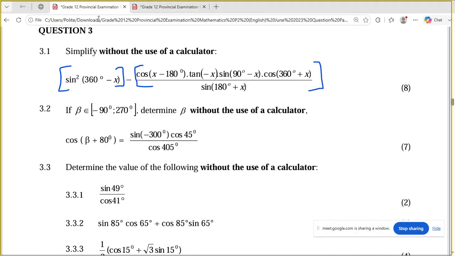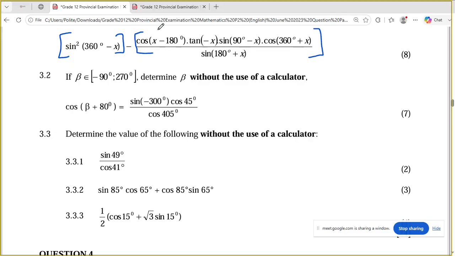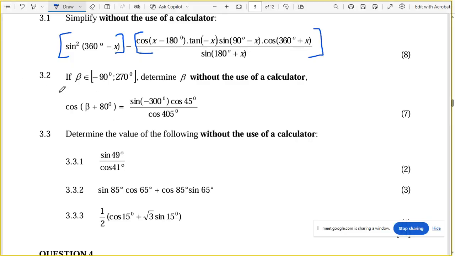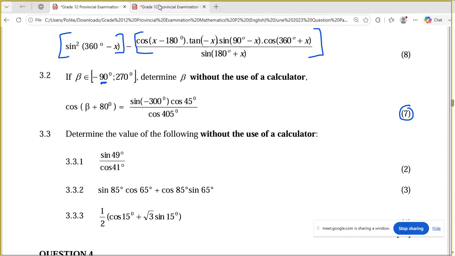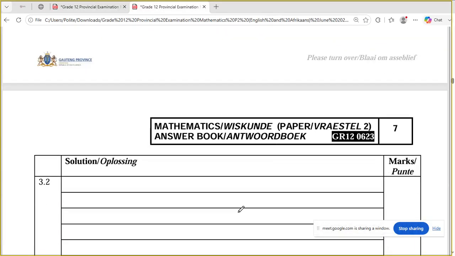No, sir. Okay. So now they say that on 3.2, if beta is an element of negative 90 degrees and 270 degrees. So this is an interval, and we'll definitely talk about that interval. Determine beta without the use of a calculator. Another big mark there. Let's go and work on this one. We need to solve the cos of beta plus 8 degrees. Okay, let me just rewrite the equation down, then we'll take it step by step.